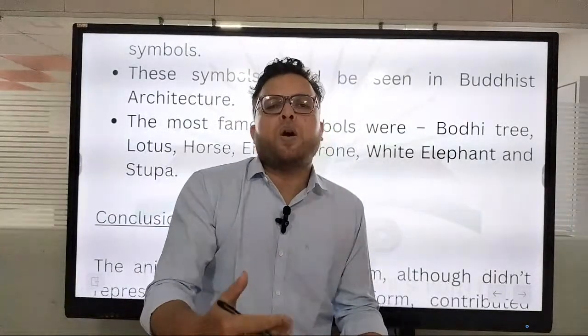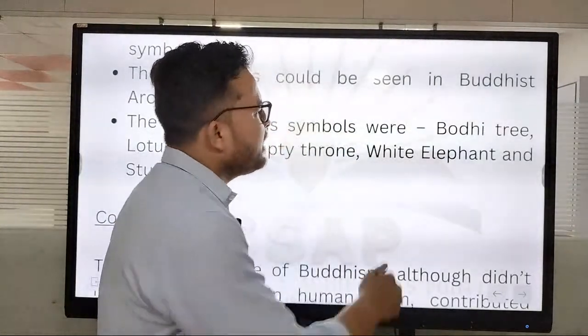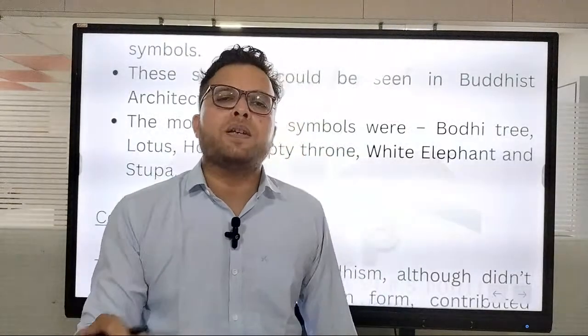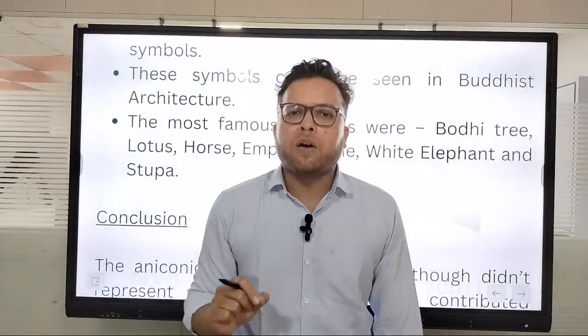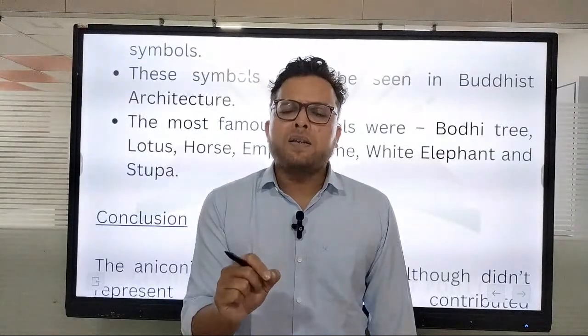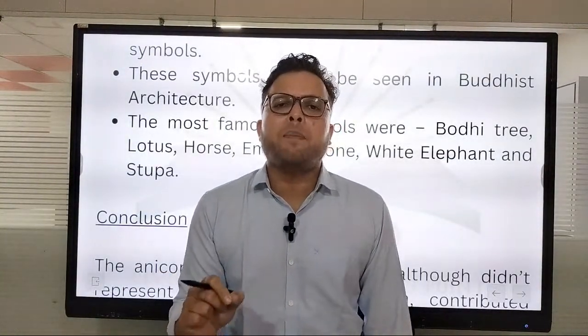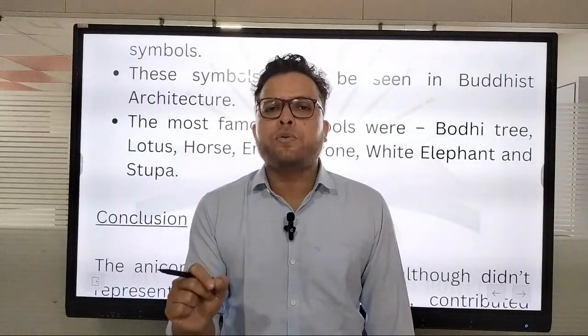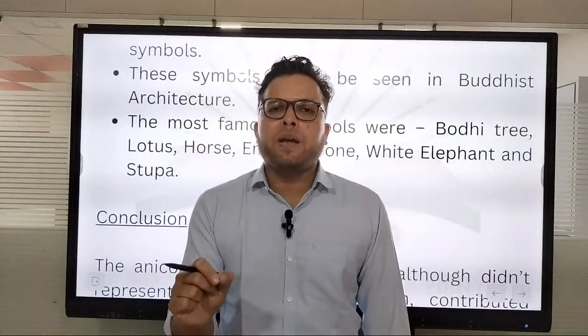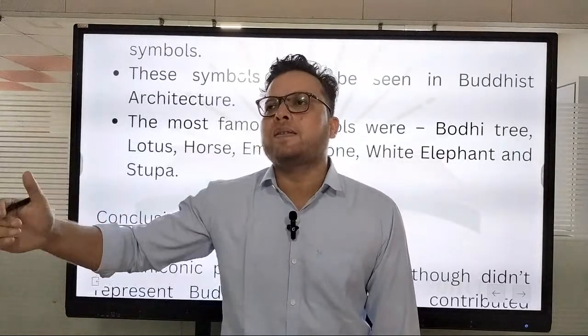So it is understood that Gautam Buddha is sitting on the throne. Then white elephant. White elephant is something which is associated with the birth of Gautam Buddha. Because once it so happened that before the birth of Gautam Buddha, Gautam Buddha's mother, Mahamaya, once saw a dream. And in that particular dream, she saw that a white elephant is entering her womb.